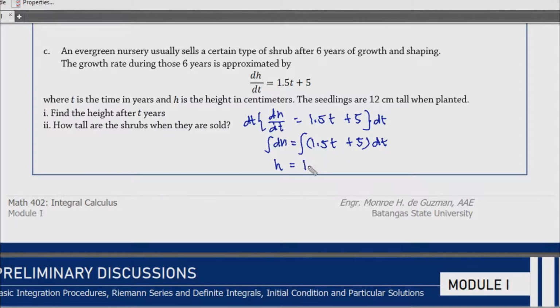So that is 1.5 t squared over 2. Okay? And then plus 5t. And then this is plus c. Now we know quite well na since the seedlings are planted 12 cm, so itong height nila would be 12, pero yung ating time would be 0 kasi starting tayo sa 0 year. So if you have h of t which is equal to 12, that is h of 0 is equal to 12. So remember, 0 tayo nag-start kasi dun natin siya pinalant sa 0 year na yan.